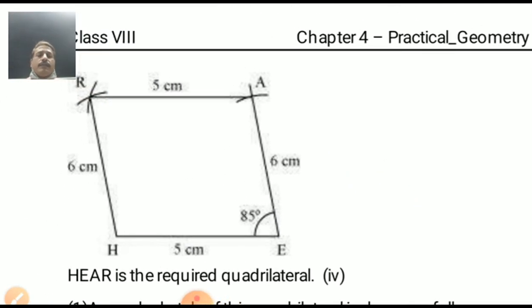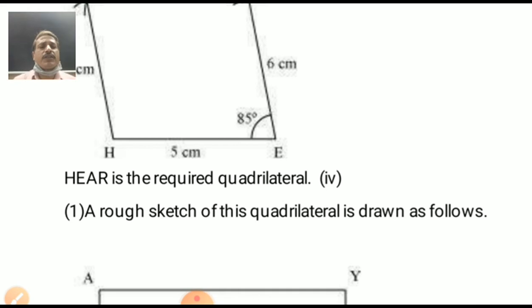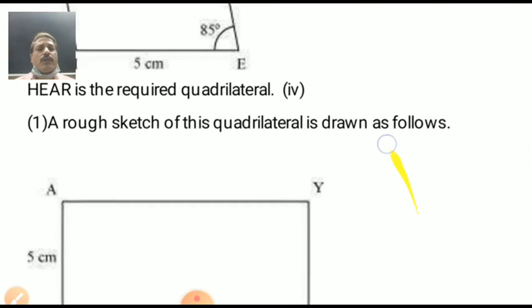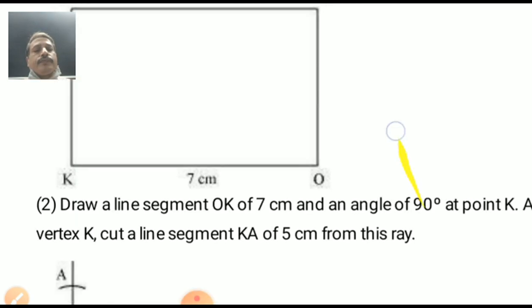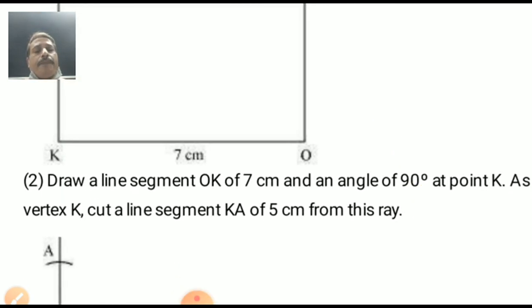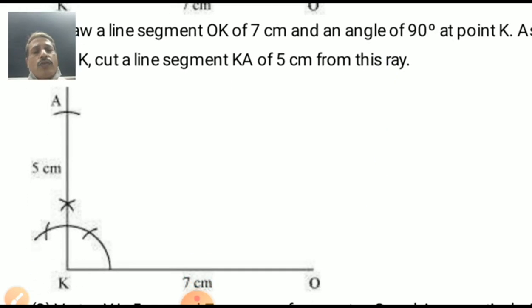Three sides are there. Fourth one: a rough sketch of the quadrilateral is given below. A rectangle, 7 cm and 5 cm. In a rectangle, all angles are 90 degrees. So draw on one side KO 7 cm, and 90 degrees. How to draw it, you know very well.